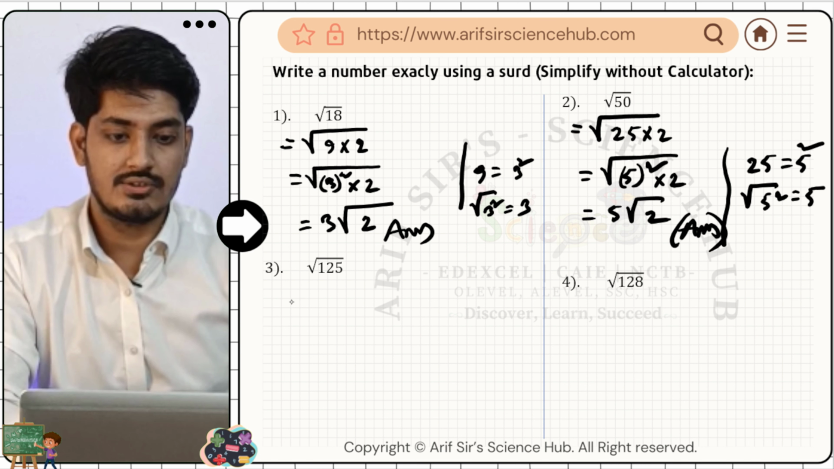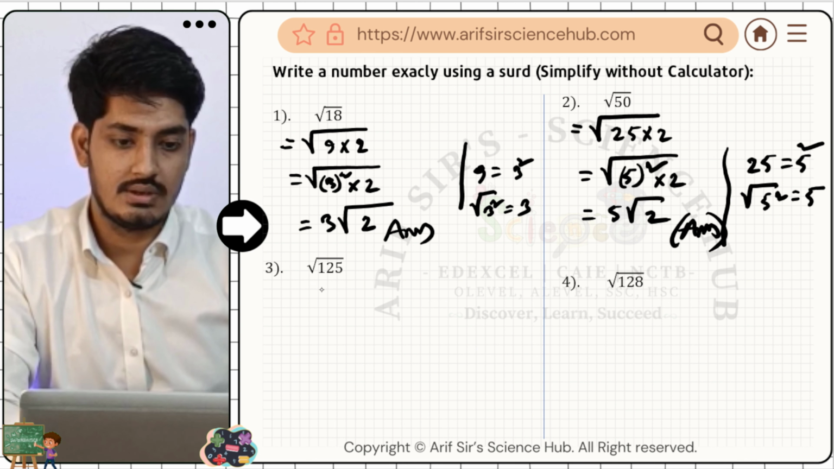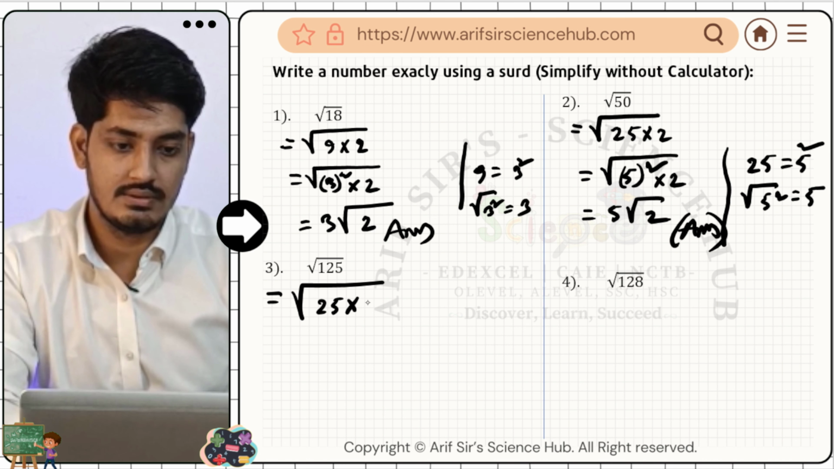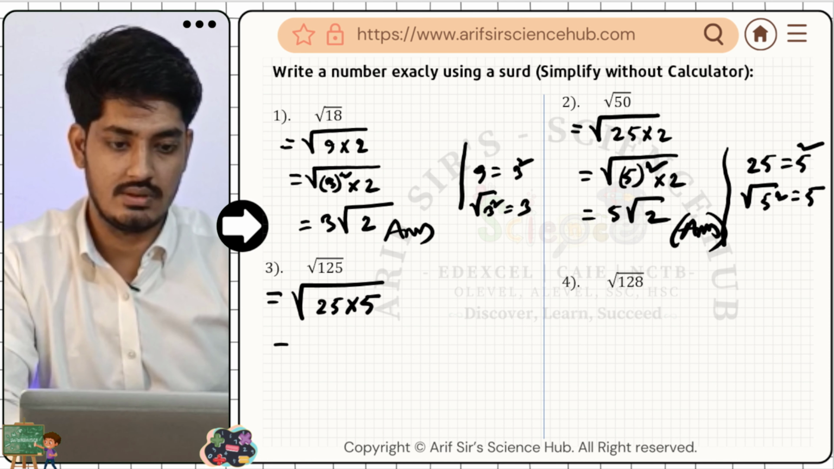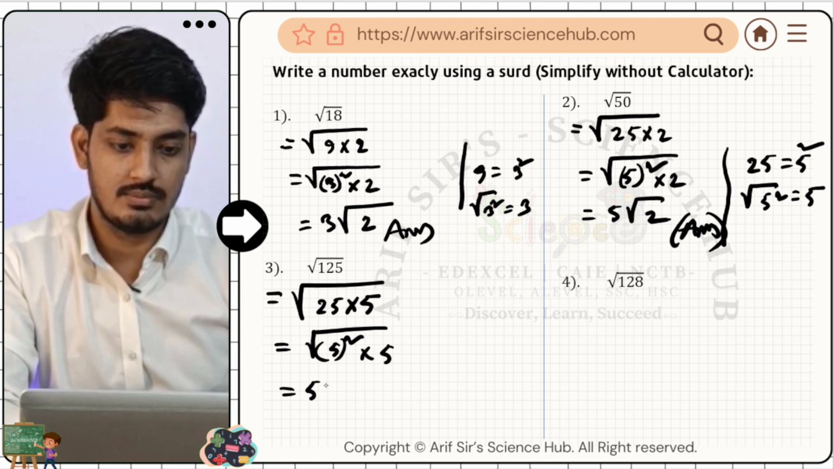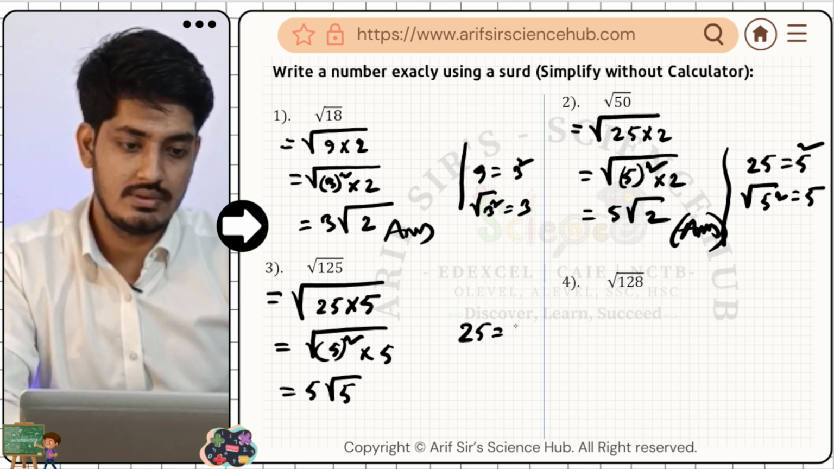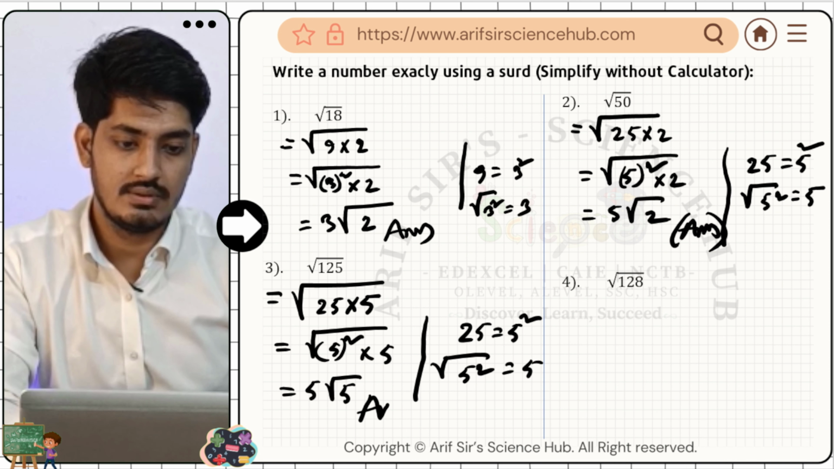Now we can solve this square root 125. How can we solve this? Easily we can simplify this: 25 into 5, then it should be 125. So 5 squared is equal to 25 into 5. It should be 5 square root 5, where 25 is equal to 5 squared and square root of 5 squared is equal to 5. So that's the answer.